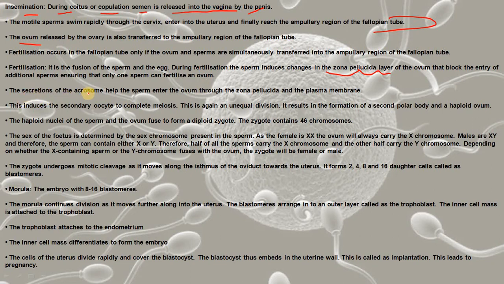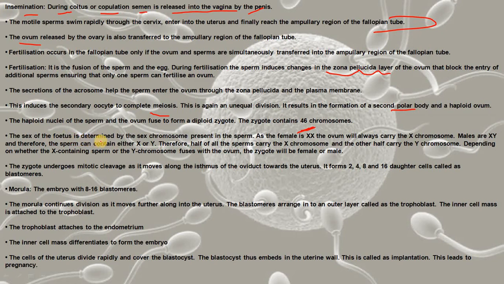The secretions of the acrosome help the sperm to enter the ovum through the zona pellucida and the plasma membrane. This induces the secondary oocyte to complete the meiosis. This is again an unequal division. It results in the formation of a second polar body and a haploid ovum. The haploid nuclei of the sperm and the ovum fuse to form a diploid zygote. The zygote contains 46 chromosomes, that is 2n.